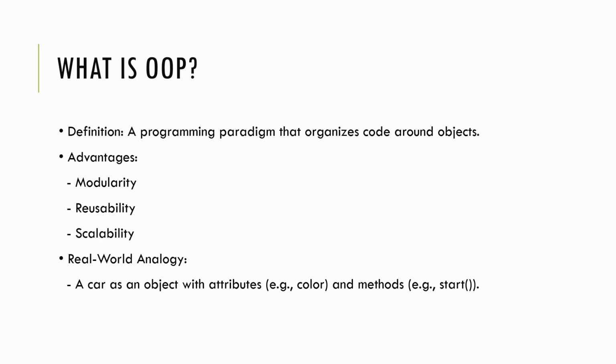Object-Oriented Programming, or OOP, is a programming paradigm that organizes code around objects, which represent real-world entities. These objects contain both data and methods that describe their behavior. OOP offers several advantages: modularity, reusability, scalability.